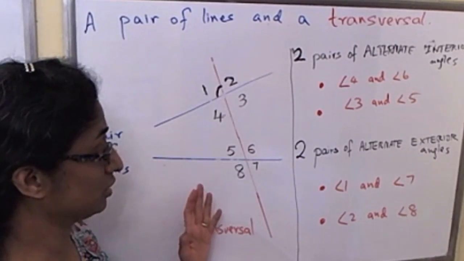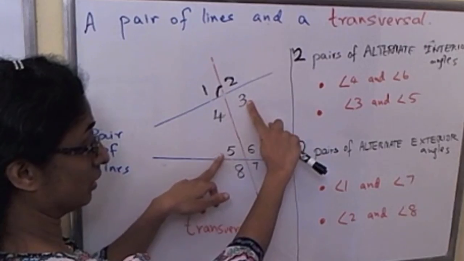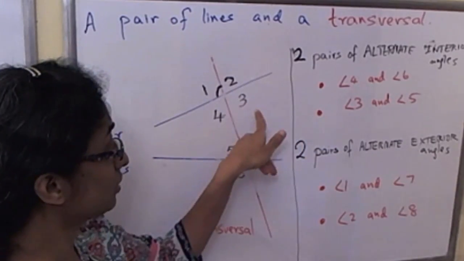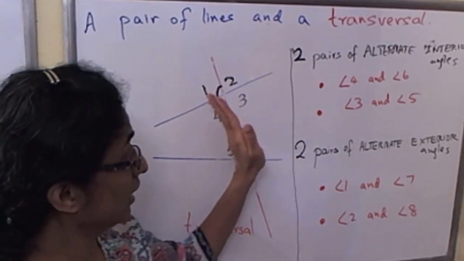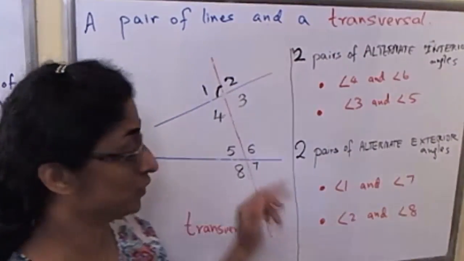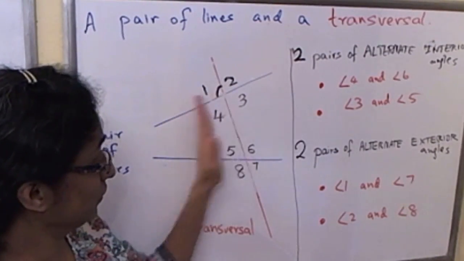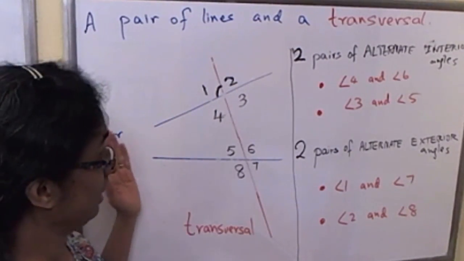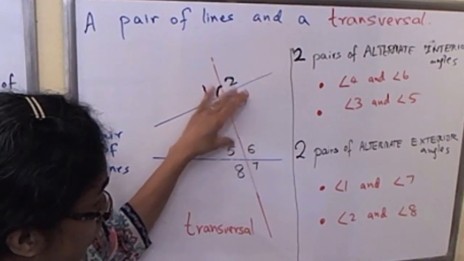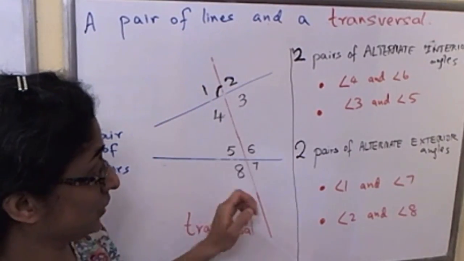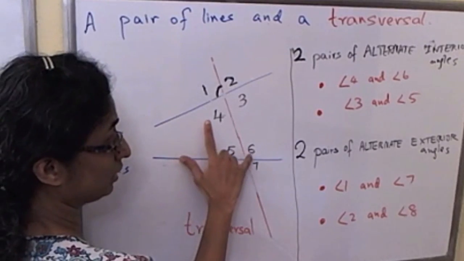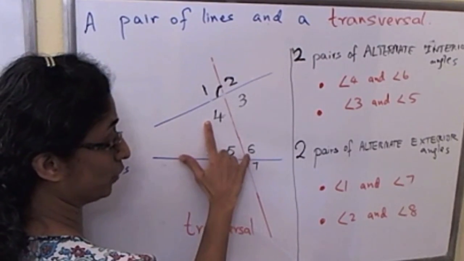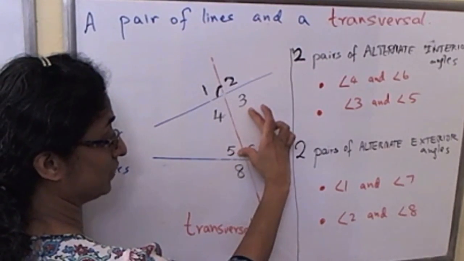Another pair of alternate interior angles are 3 and 5. Alternate because 3 lies on this side of the transversal, 5 lies on this side of the transversal. Interior because 3 and 5 lie in the space between these lines. So one pair of alternate interior angles are 4 and 6. The other pair is 3 and 5.